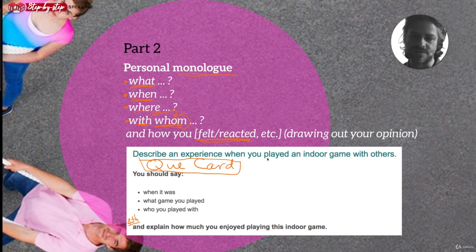So let's have a look at an example here. Describe an experience when you played an indoor game with others. Okay, an indoor game, maybe indoor football or chess or a computer game even. So when did it happen, what the game was, and who you played with, and then how much you enjoyed. Okay, and you need to go and speak for 2 minutes.